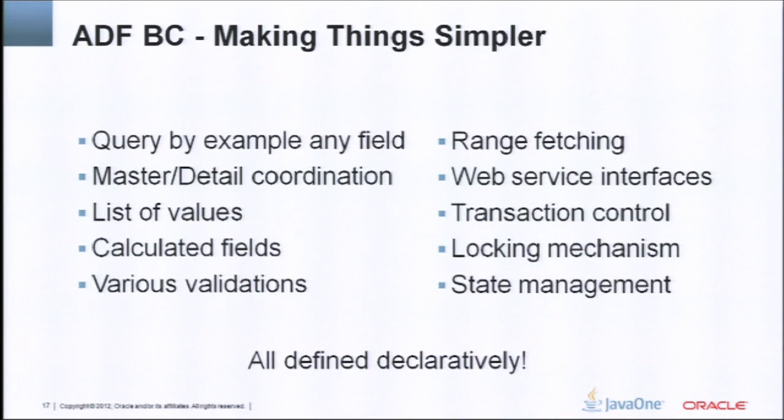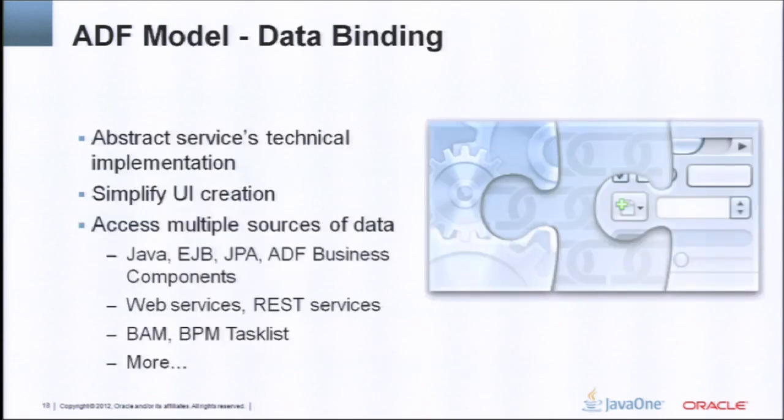Okay? So those are some of the things that ADF-BC makes simpler. Everything from query by example, so you can query by any of the fields, to list of values, to calculated fields, to a lot of the infrastructure of how you work with the database. So range fetching, so not fetching the whole table into the middle tier in one go, and transaction control, and locking, and state management, all of those are done declaratively.